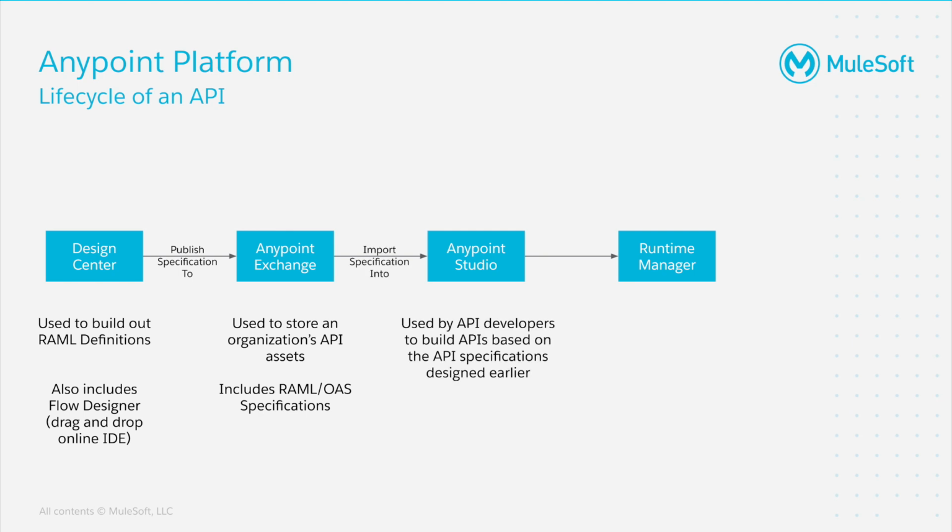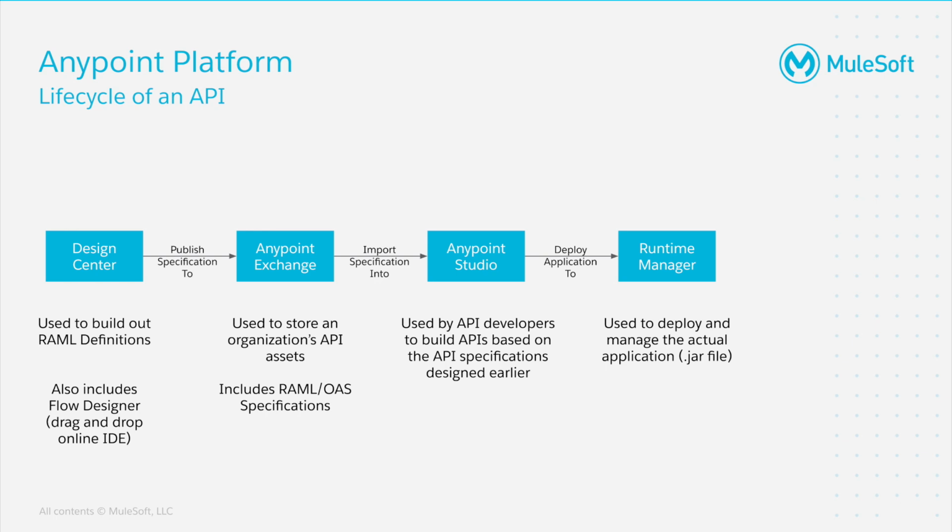After publishing the API specification to Anypoint Exchange, you will most likely want to start implementing your API. In this step, your developers will search for the specification in Anypoint Exchange and then import the specification into Anypoint Studio. In Anypoint Studio, developers implement the actual API based on the specifications created earlier. After finishing the API implementation and proper testing of your API, you will probably want to deploy your new API so that your end users and consumers can finally use it.